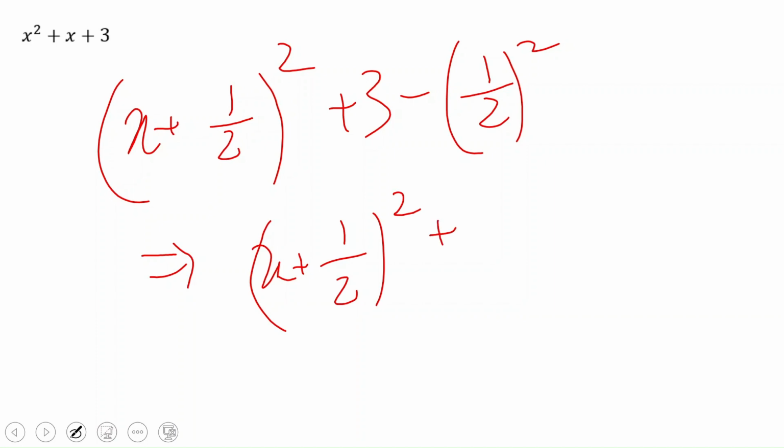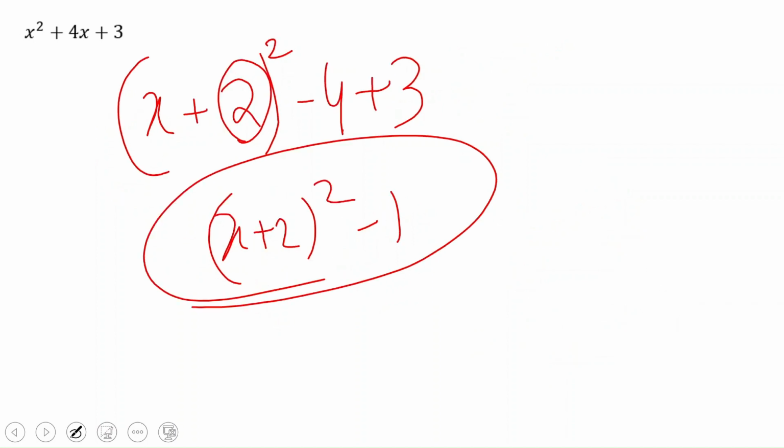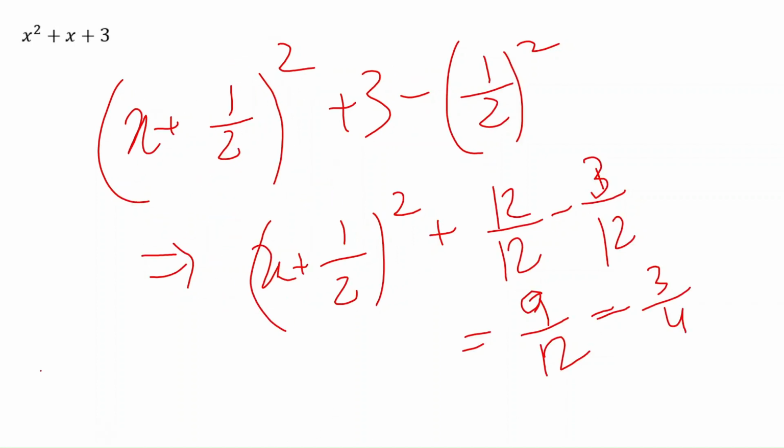What is 1 by 2 squared? 1 by 2 squared is nothing but 1 squared by 2 squared, which is 1 by 4. And then we can write 3 as nothing but 12 by 12 minus 1 by 4, which will become 9 by 12 or 3 by 4, which seems very wrong. So I'm going to do that again.